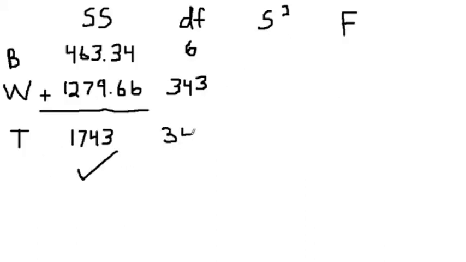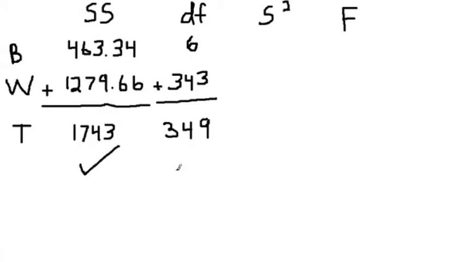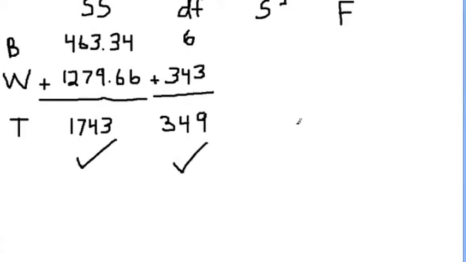Just like sums of squares, we can do the same addition to check our work right here. Is 6 plus 343 equal to 349? Yes, so we get to move on. And the rest of this, you won't believe how easy it is.